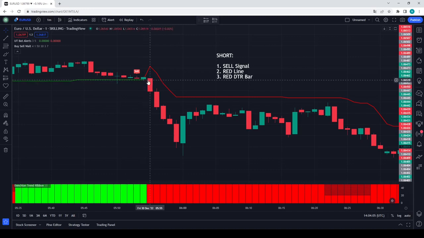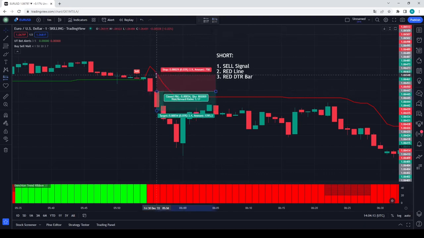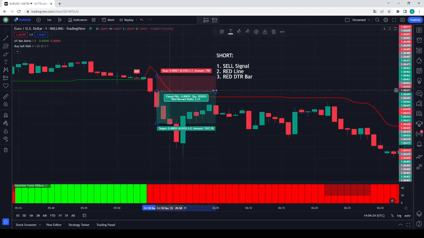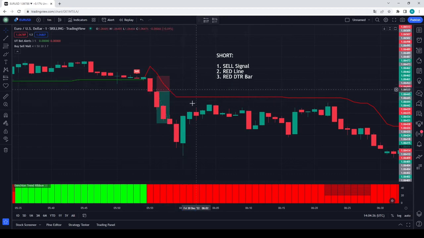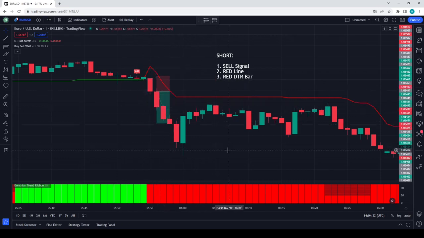So we will open our position just immediately after this candle closed. So over here, our stop loss again in this case is above the candle from the sell signal, and our risk reward ratio of 2.0. And this would have been our trade, and here we would have made a profit within 3 minutes.